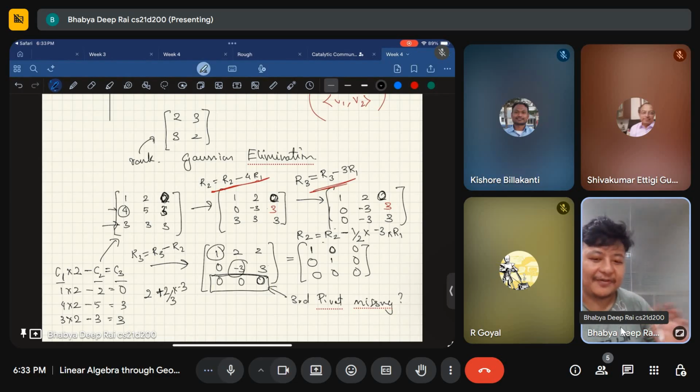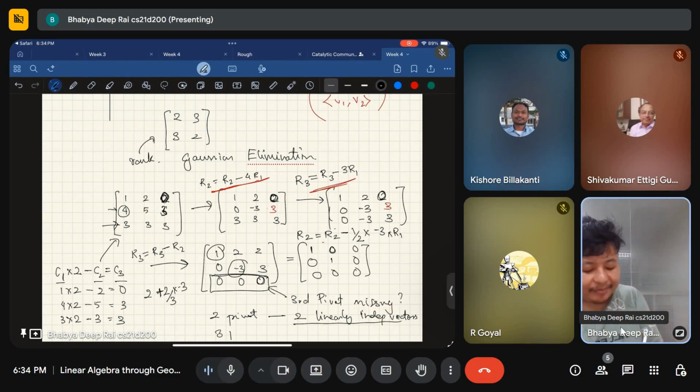Now, what does a pivot actually indicate? If there are 2 pivots, it means that there are, and I'm being a bit hand wavy, 2 linearly independent vectors. Later on, when vector space comes, I'll talk about it. But it somewhat means that there are only 2 linearly independent vectors. If there are 3 pivots, it means all 3 are linearly independent. And if there is only one pivot, it means there is only one linearly independent vector in that space.